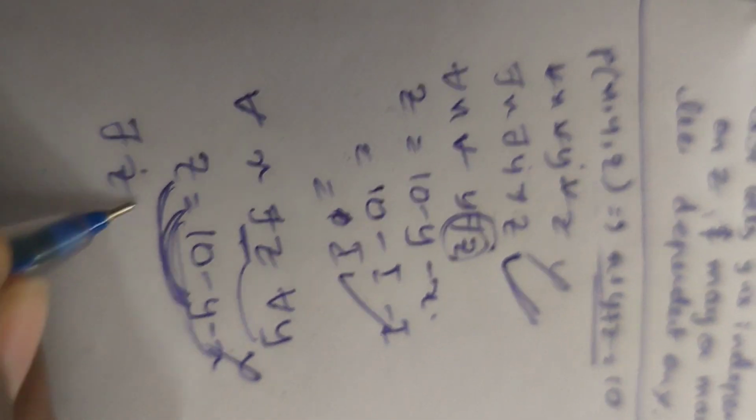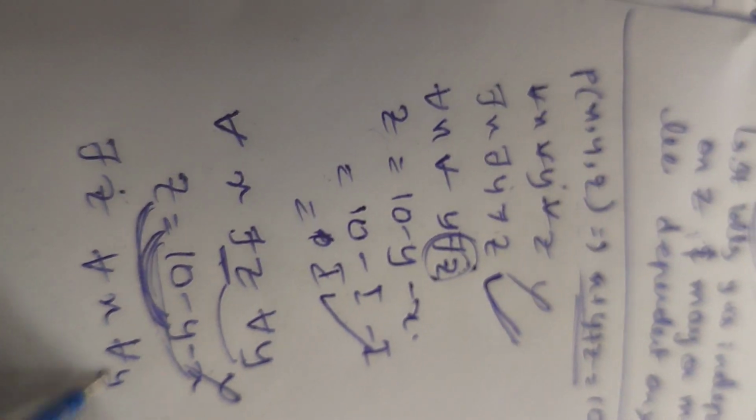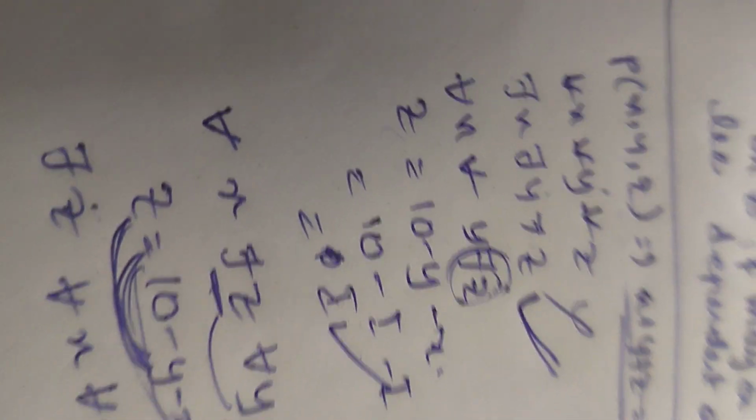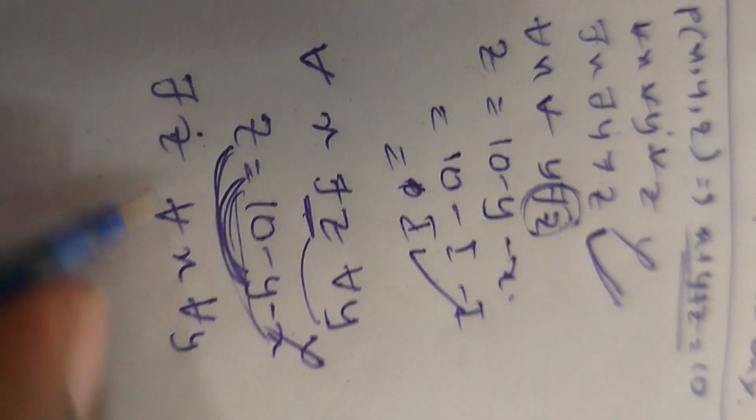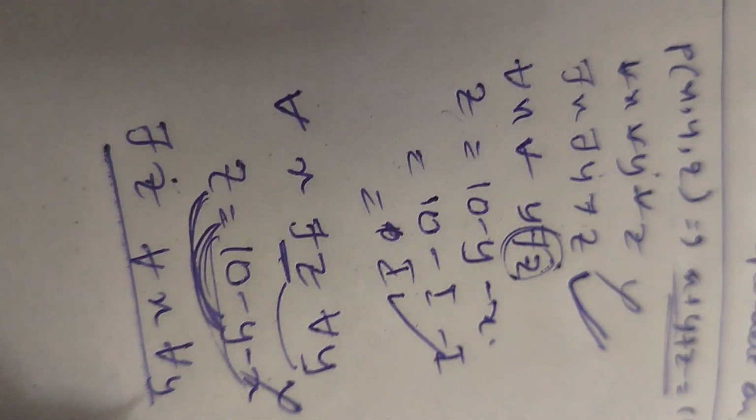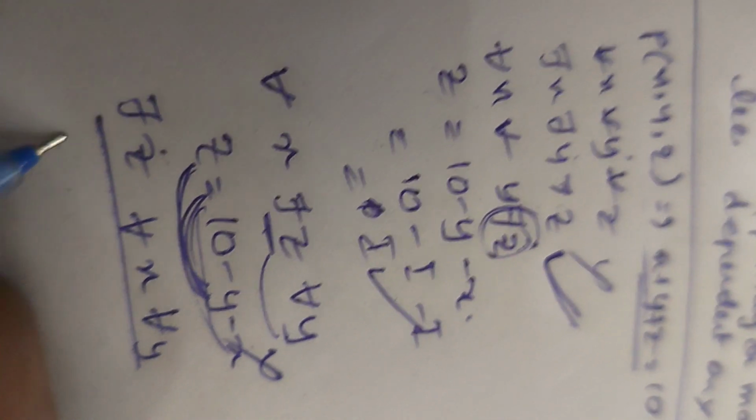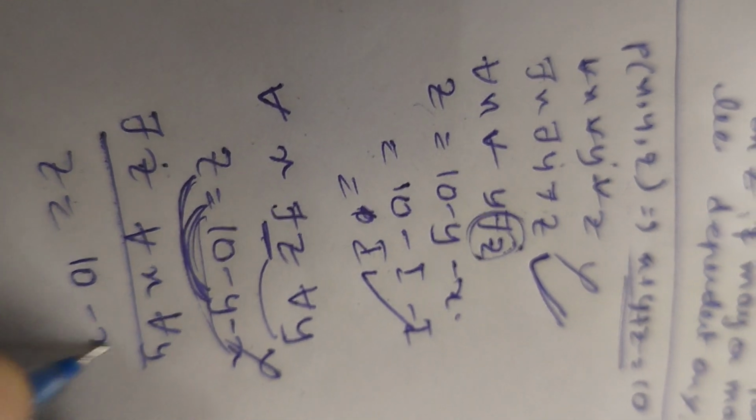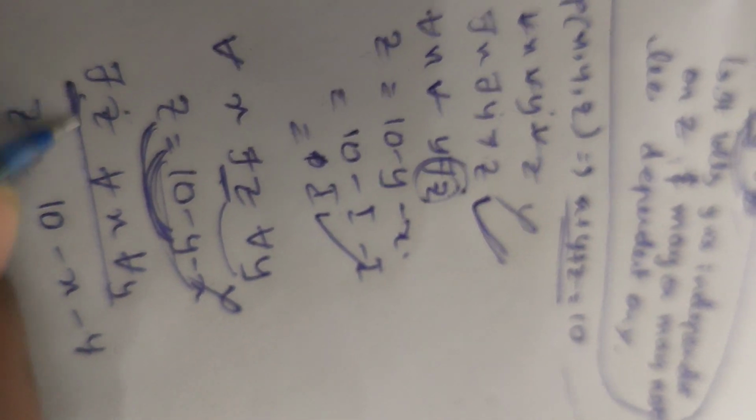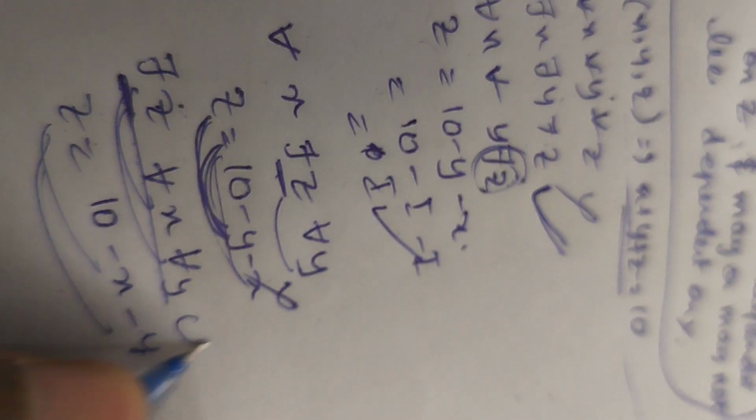There exists z for all y. Okay. Here z should not be depending on x and y, but here it is depending, so it is false.